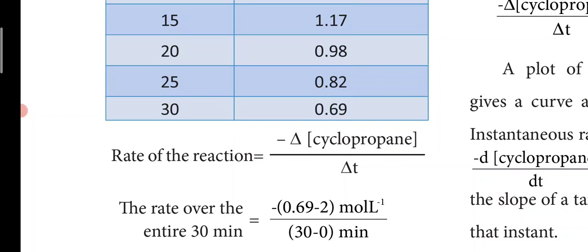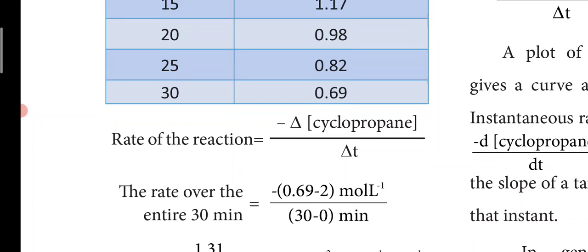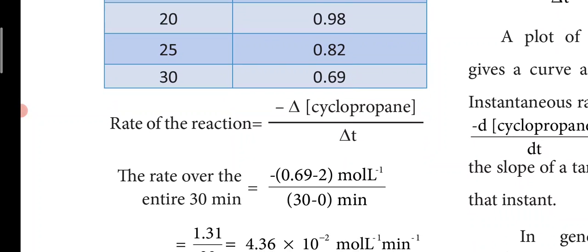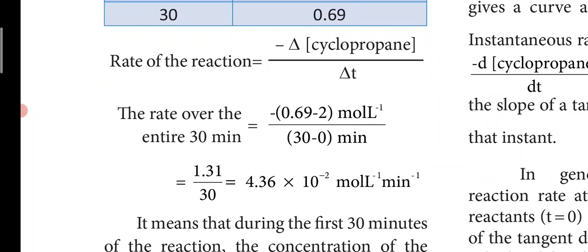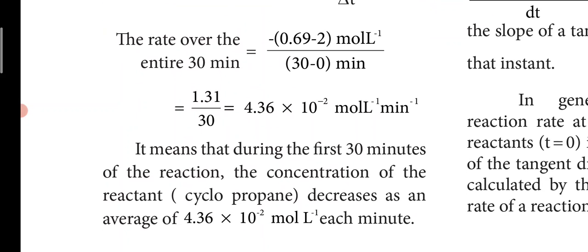So what will be the rate of the reaction for cyclopropane? The change in concentration of cyclopropane divided by time. The final concentration is written first minus the initial concentration, so that you will get this answer as 4.36 into 10 power minus 2 mole per liter per minute inverse.